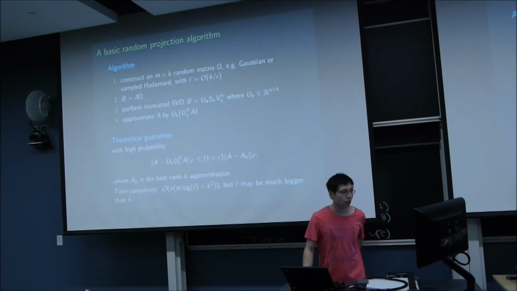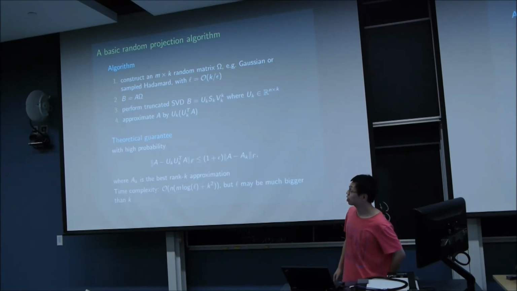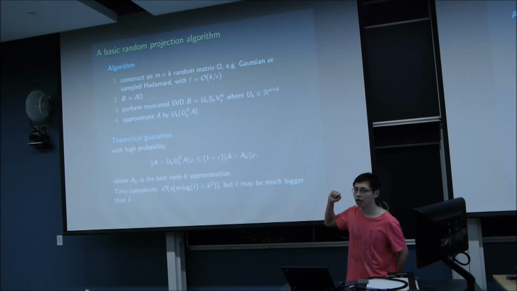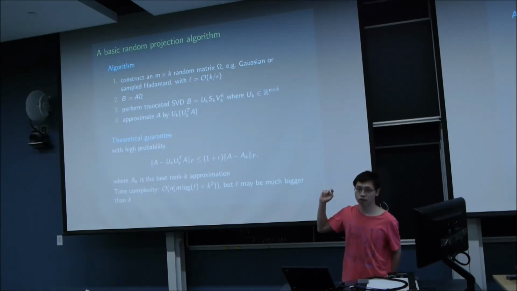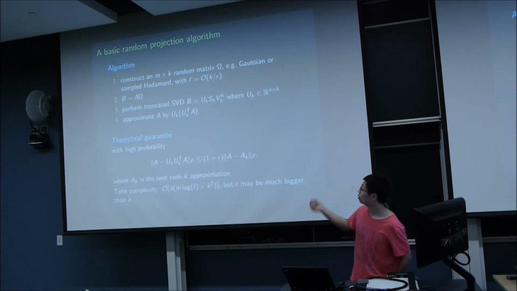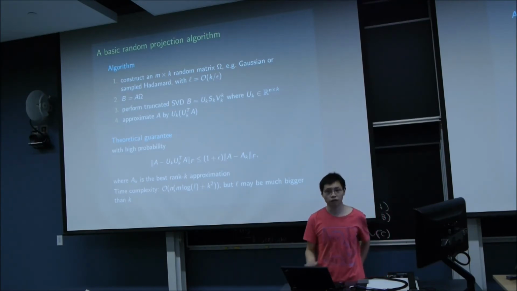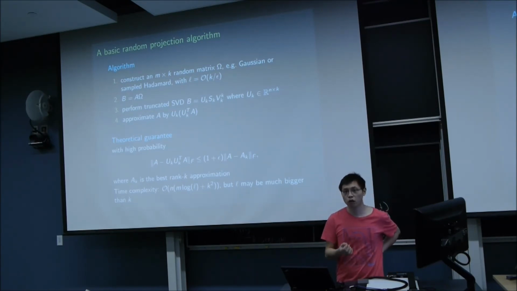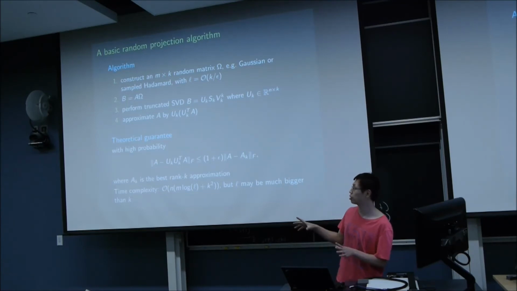Okay, so let's talk about the first basic algorithm we have. We first construct an m times l random matrix Omega. Maybe you can choose it randomly, by Gaussian, or by a sampled Hadamard matrix, depending on you. And l is equal to k over epsilon, where epsilon is the error term you want. If you want small errors, you want a large l, so you have a large random matrix. If you are okay with errors, you can use a very small matrix.